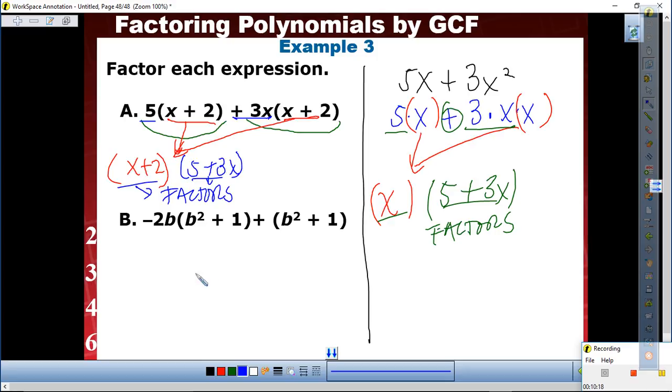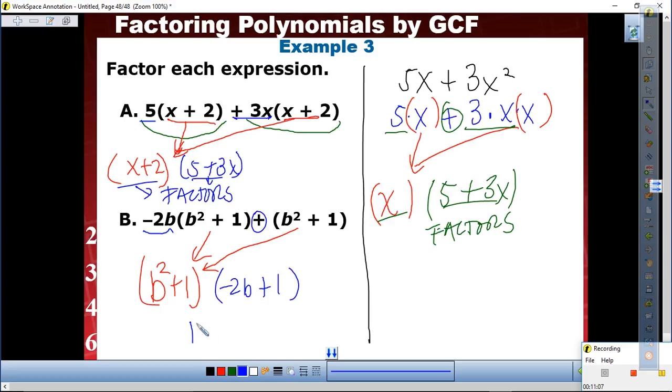Okay, let's go over B. What is our GCF for B? B squared plus 1, which is this one and this one. All right. What do we have left on the first term? Negative 2b plus, since there's nothing left on this one, we always put a 1. And those are my factors.